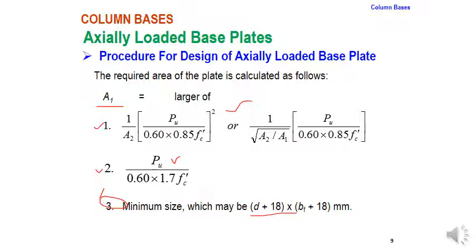D plus 18 into BF plus 18 means ignoring the 0.85 and 0.95 supported part, just from the edge of D and BF on both sides of the flange and the web, you are considering 18 millimeter on one side along the capital B dimension of the base plate, and 18 on the other side. This is the minimum cantilever length, meaning the minimum extra space you have to provide for the base plate. But these two, based on the bearing capacity of the concrete foundation, fc prime, are going to give you the actual values. So out of these, the greater will be the final A1.